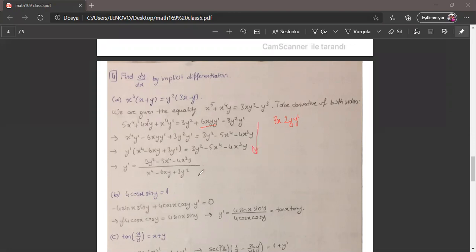So we make some operations and get, what do we get by doing these operations? We get y prime. We just simplify here. Okay, we divide both sides by this parentheses. Okay, we obtain y prime, the implicit differentiation. Why do we say implicit? Because this derivative contains not only x but also y inside. Okay, that's why we call it implicit differentiation.